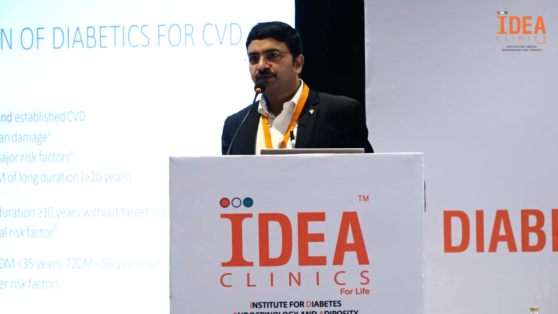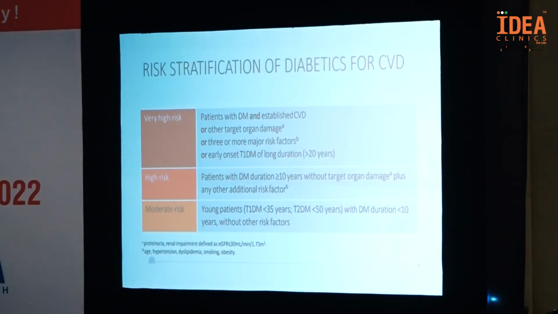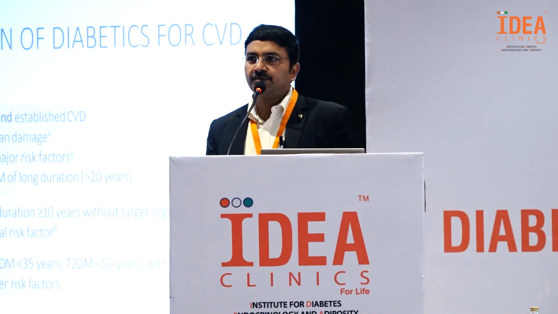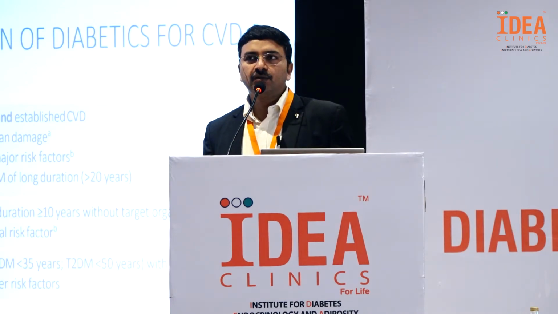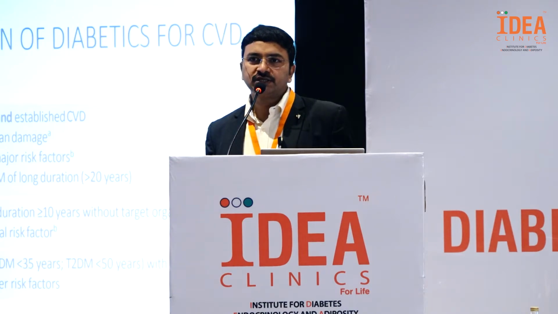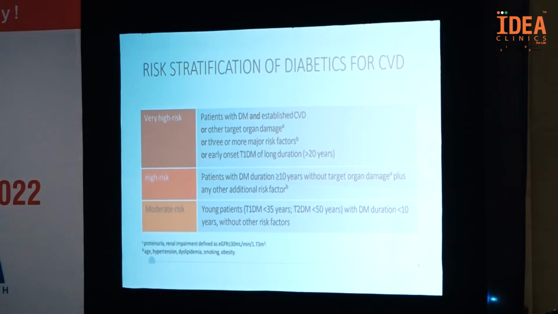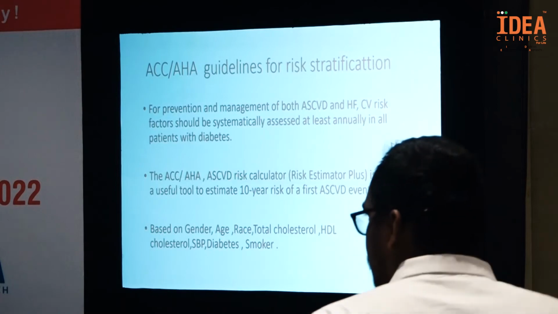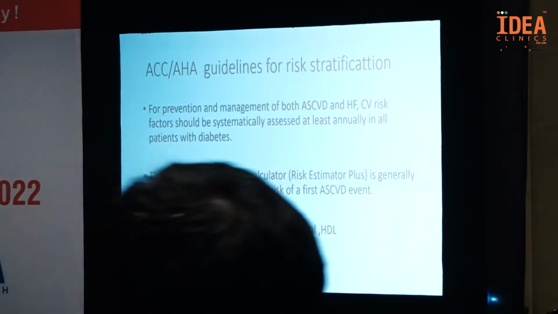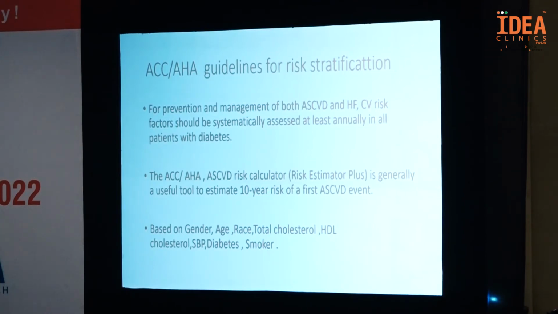So we need to identify high-risk patients from the beginning. Various criteria have been proposed for identifying high-risk patients who will benefit from the multifaceted approach. Patients with established cardiovascular disease come under the high-risk category. If the patient already has target organ damage like microalbuminuria, proteinuria or renal dysfunction, or three or more major risk factors like diabetes, hypertension, smoking, obesity, they come under the very high-risk category. If diabetes duration is more than 10 years without target organ damage but other comorbidities are there, they come under the high-risk category. Moderate risk is patients younger than 35 years with diabetes duration less than 10 years without any target organ damage.